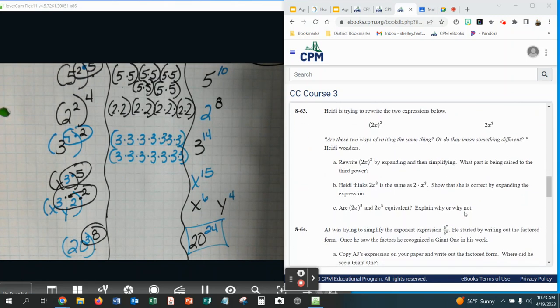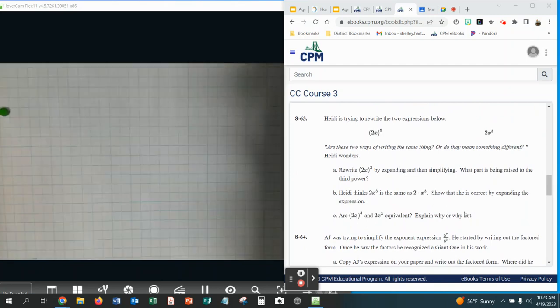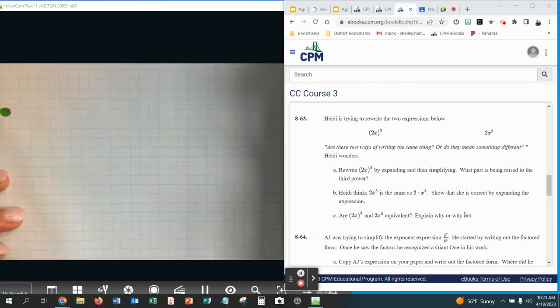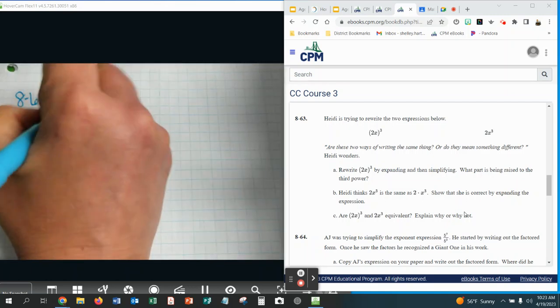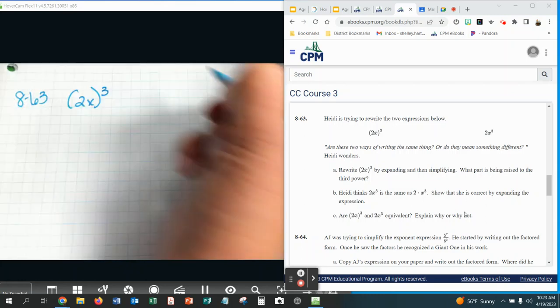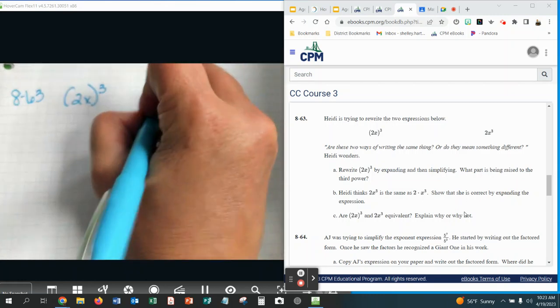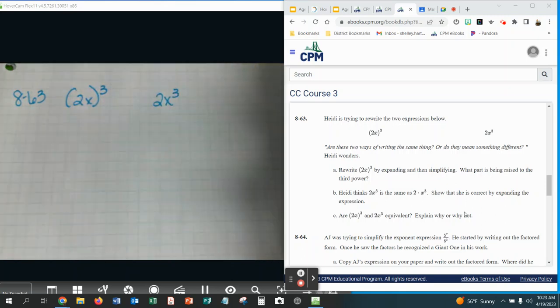All right. Here's our next question, 8-63. You have 2x to the 3, or you have 2x cubed. Is this going to be the same? Are these two things the same? No?